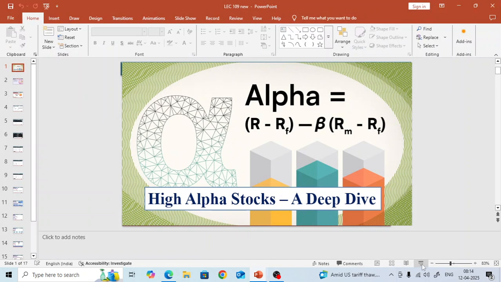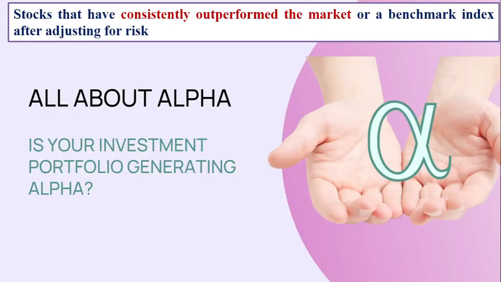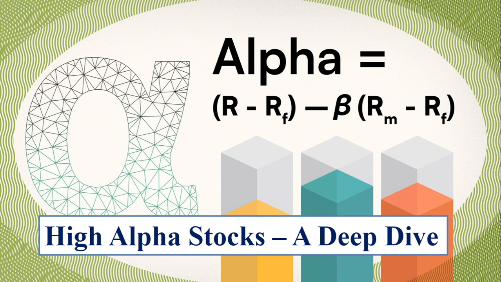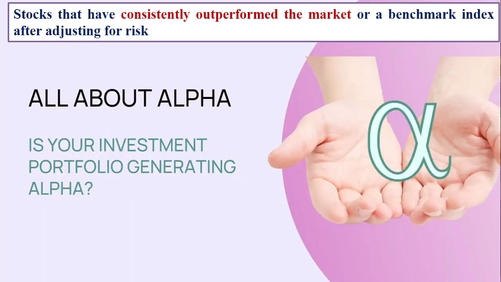Then we will try to understand. First, there are different ways of checking alpha value. First, try to understand how to check alpha value. Now we will try to understand what is the role of alpha value. High alpha stocks. What are the high alpha stocks? High alpha stocks are stocks that have consistently outperformed the market or benchmark index after adjusting for risk. The term alpha refers to a measure of a stock's excess return relative to a market index.